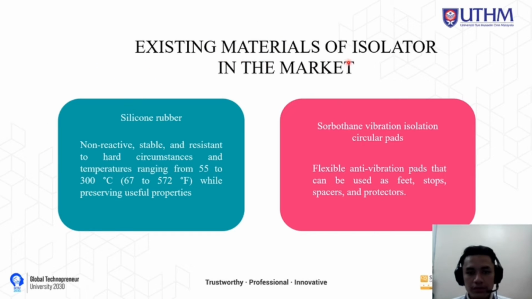The existing materials of oscillator in the market are two, which is silicon rubber and subaltern vibration isolation circular pads. Silicon rubber is non-reactive, stable, and resistant to hard circumstances and temperatures ranging from 55 to 310 degrees Celsius, which is 67 to 472 Fahrenheit, by preserving useful properties. And subaltern vibration isolation circular pads is flexible anti-vibration pads that can be used as feet, stops, presses, and protectors.